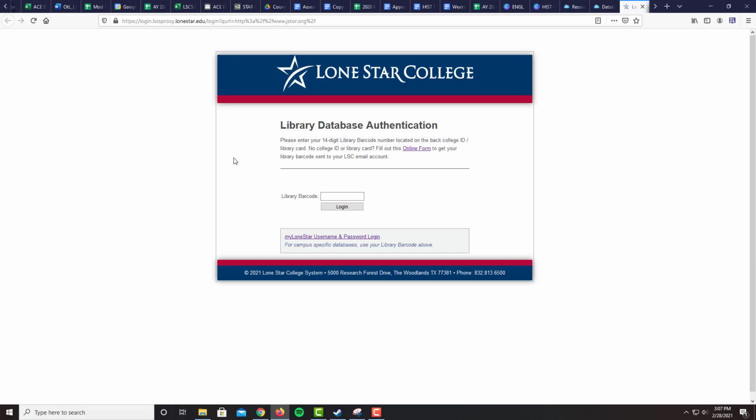Now, if you're accessing the library databases from home, you're going to have to log in. You can do that either with the library barcode, and that's going to be the 14-digit barcode, the long one, on the back of your student ID. Or you can use this link here to log in with your MindLoneStar username and password.